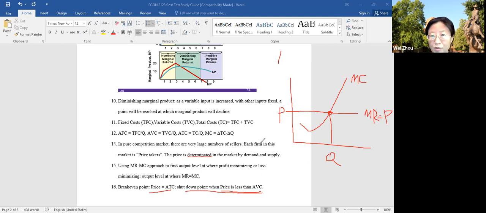Okay, am I going too fast? Yes, no? Okay, this is basically a review of what we discussed in the past. So for these two, let me see if I can show it in this graph.